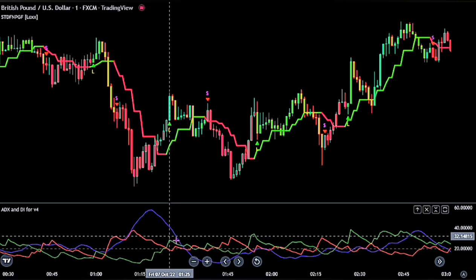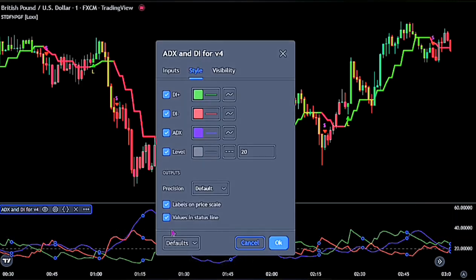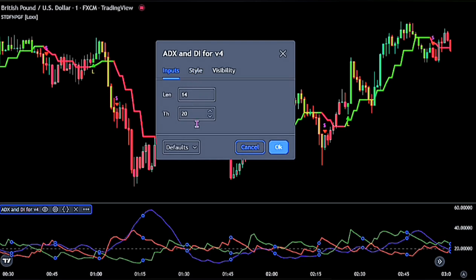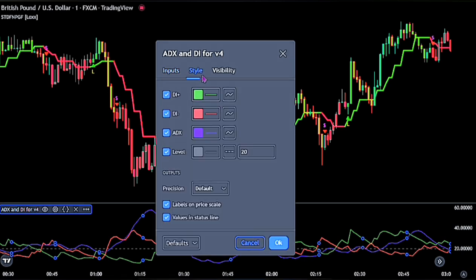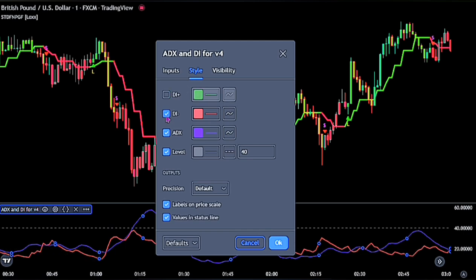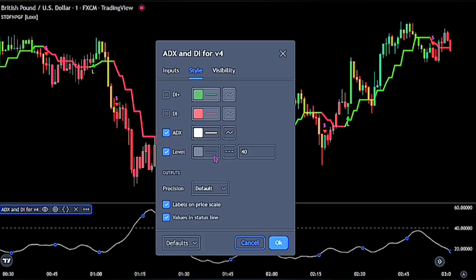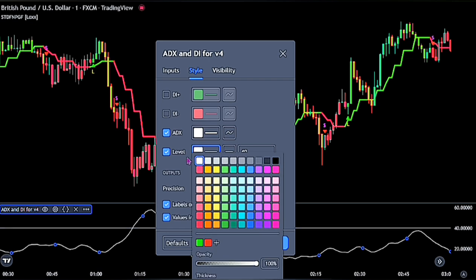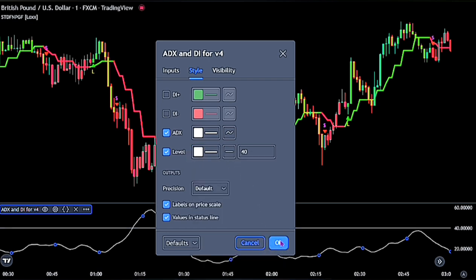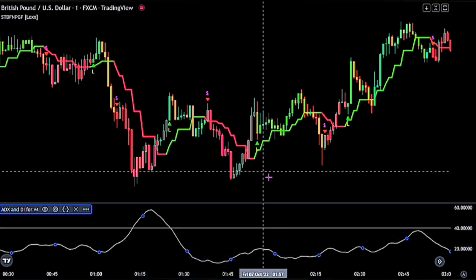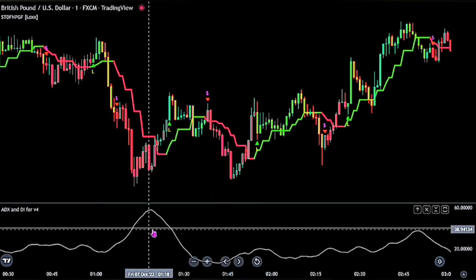And now for our ADX indicator, go ahead and double click on the indicator. On the input, change the threshold to 40. Now move over to the style, I want you to untick the DI plus and DI minus, and for the ADX, change it to white. I want you to also change the level to a straight line, as well as changing the color to white. Now go ahead and click the OK button to fully apply the strategy on the chart.